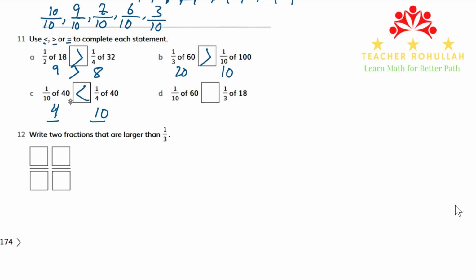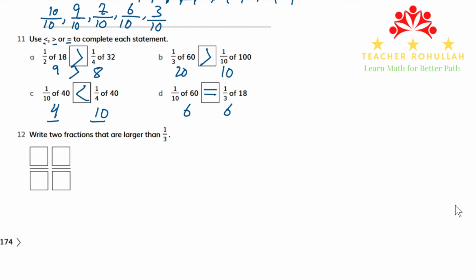The last part, which is part D, says 1/10 of 60 or 1/3 of 18. If we divide 60 into 10 equal parts, one part of it will be 6. And again, if we divide 18 into 3 equal parts, one part of it will be 6. So what sign should we give here? Because both sides are showing the same thing, we can give the equal sign over here, because 1/10 of 60 is equal to 1/3 of 18.